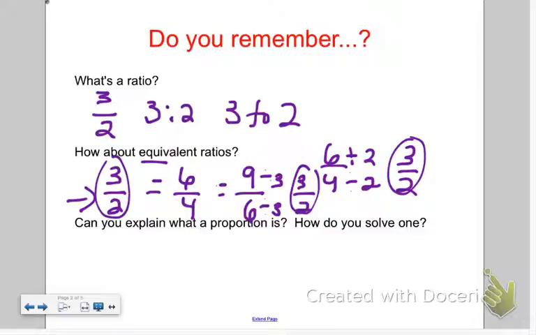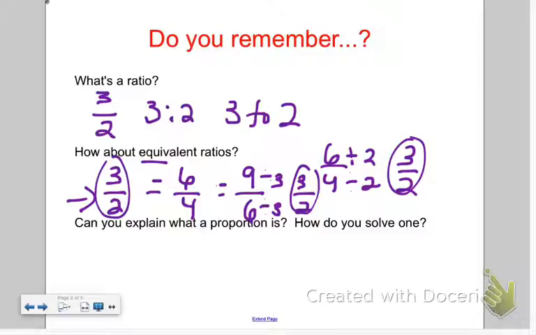And the last part, can you explain what a proportion is? And how do you solve one? Well, a proportion is when you have two equivalent ratios, two ratios that are the same, they're equal to each other. And solving a proportion usually means that one part of our ratio is missing, and we have to solve it. You could probably solve it with a factor puzzle.